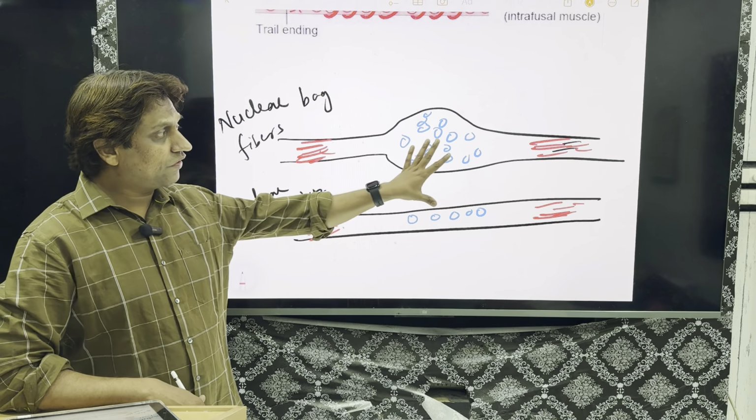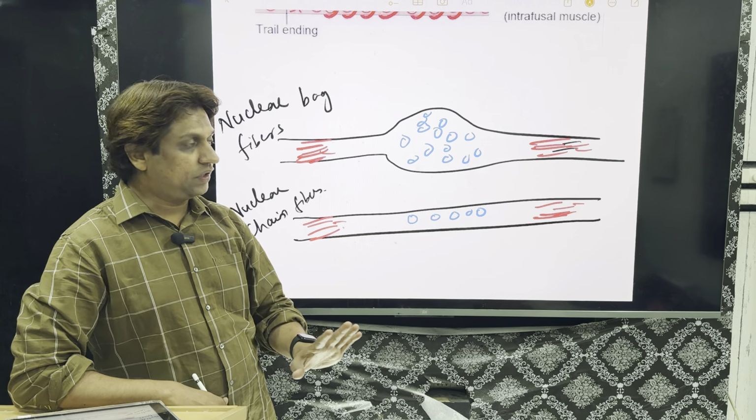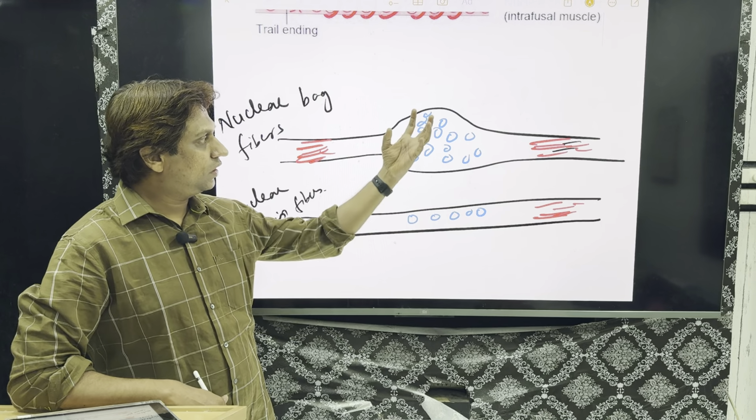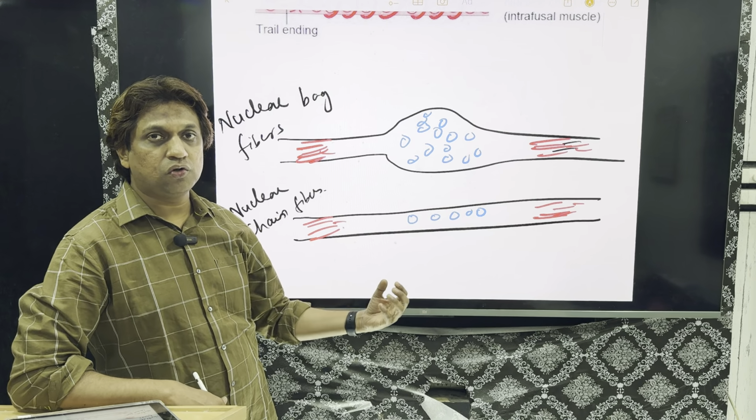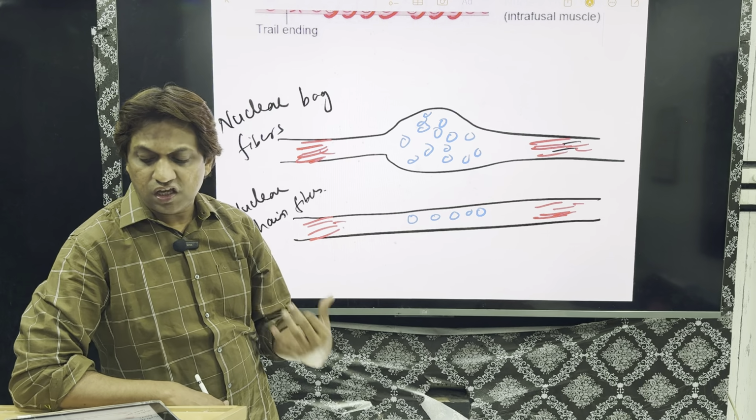Okay. At the center there is no myofilament, that is, actin and myosin filaments are absent here. But there are sensory nerve endings present in the center. We need to know the sensory nerve endings and the motor nerve endings. Let us first discuss the motor nerve endings.